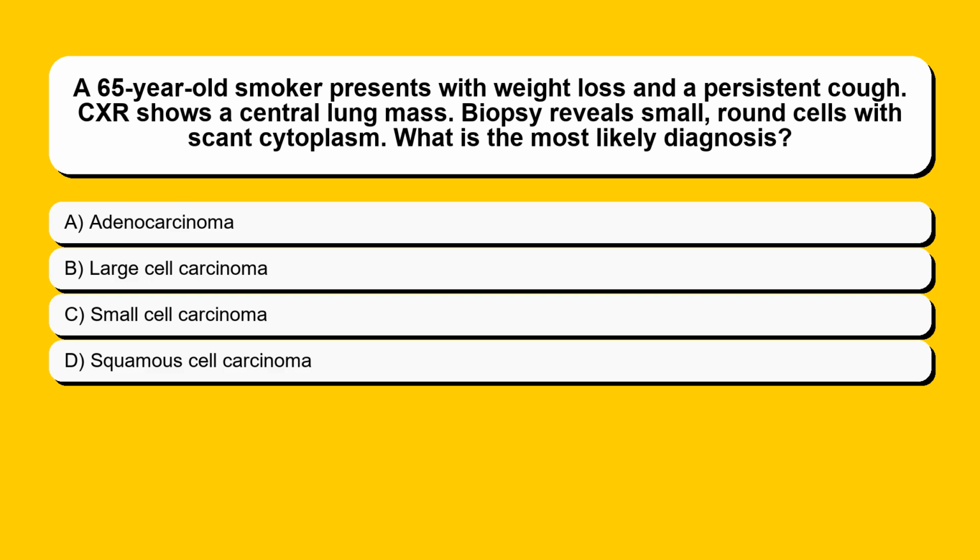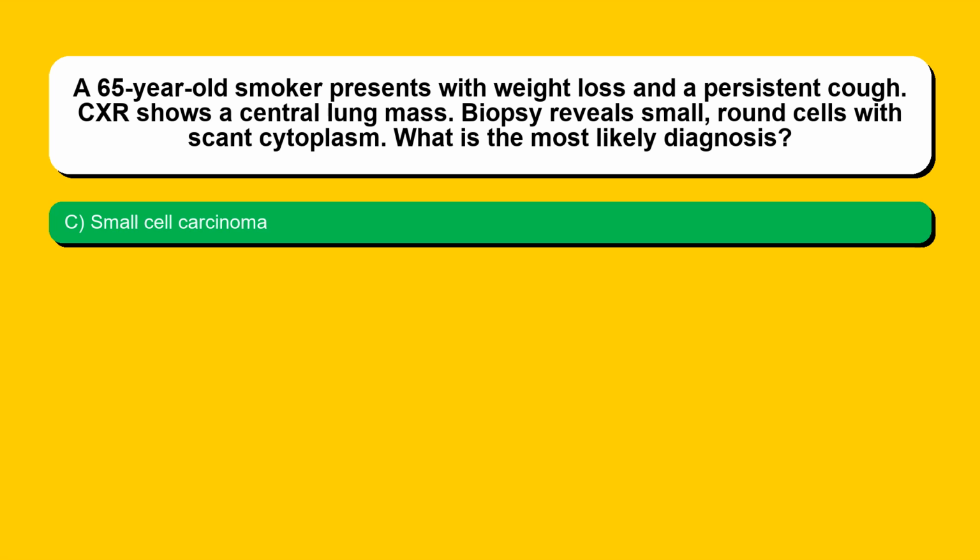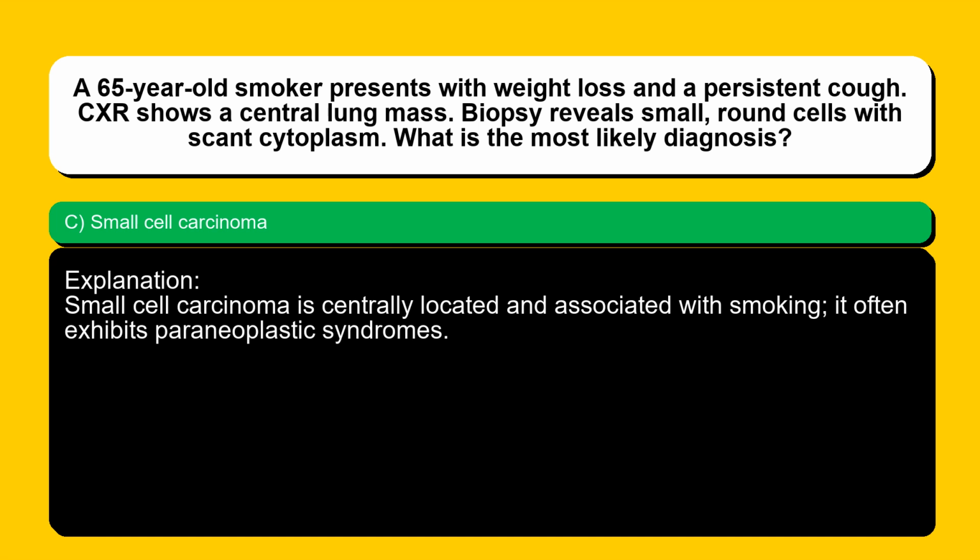Question 2. A 65-year-old smoker presents with weight loss and a persistent cough. CXR shows a central lung mass. Biopsy reveals small, round cells with scant cytoplasm. What is the most likely diagnosis? Option A, adenocarcinoma. Option B, large cell carcinoma. Option C, small cell carcinoma. Option D, squamous cell carcinoma. The correct answer is option C, small cell carcinoma. Small cell carcinoma is centrally located and associated with smoking. It often exhibits paraneoplastic syndromes.